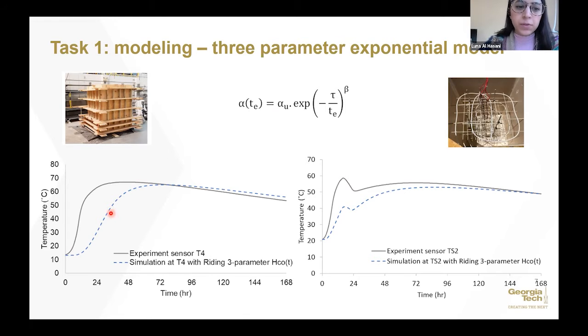We can see here the fits are in the dashed blue line. They do not match very well with the gray line, which is the sensor data. There is a lag in the temperature development up until around 16 hours, and then the temperature rise gets better. This causes inaccuracy in predicting the time at which the maximum temperatures and maximum temperature differentials occur, which could lead to inaccurate prediction of cracking potential. Sorry about that.